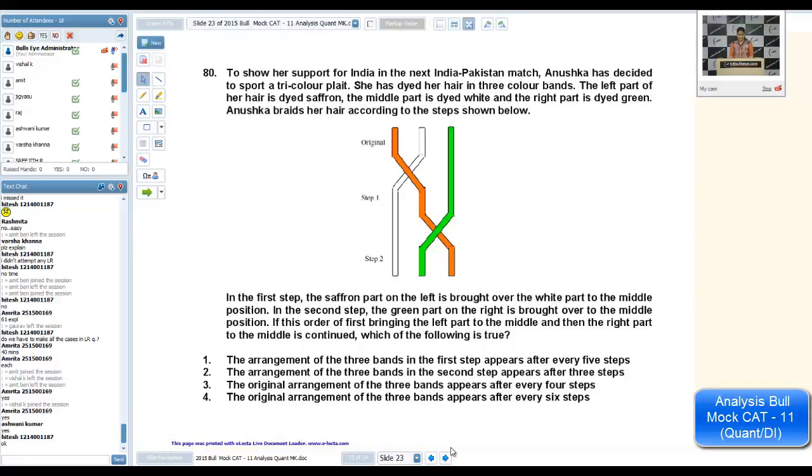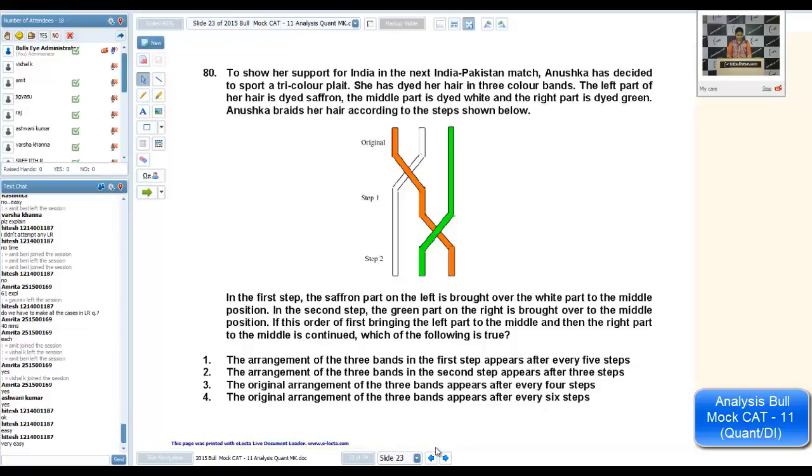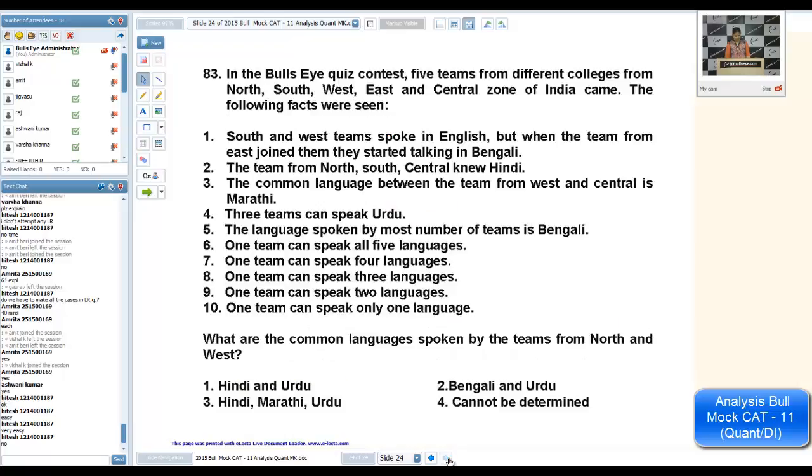Okay, 80th. Girls must be comfortable in that. Yeah, any problem in this? We are making a plate here. Okay, I'm leaving this. Yeah, question number 83. Easy, I think.